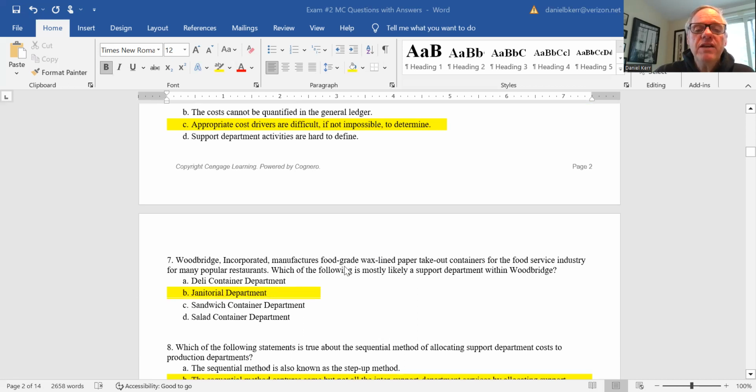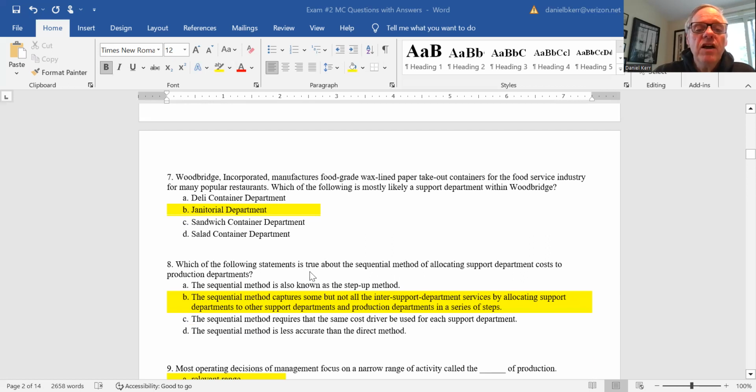7, Woodbridge manufactures single grade wax-lined paper takeout containers. So we make takeout containers for the food industry, and they want to know which of the following is most likely a support department. Deli container, sandwich container, salad container, those are all likely production departments in the manufacturing. The one that's likely to be a support department would be B, as in boy, janitorial.